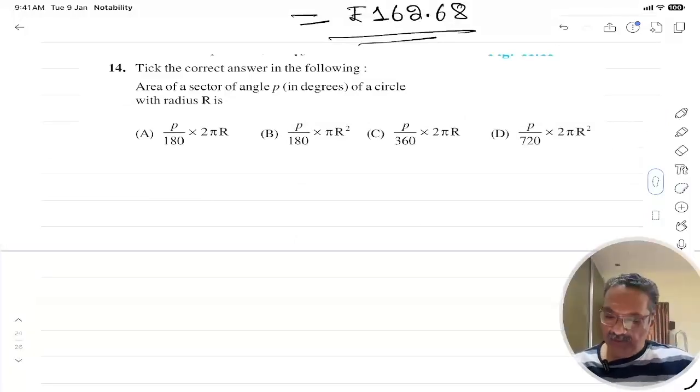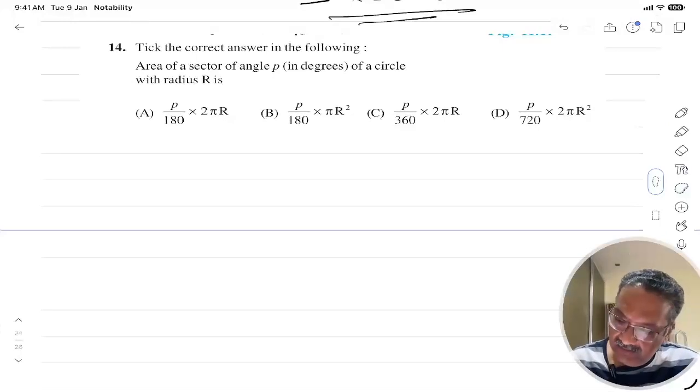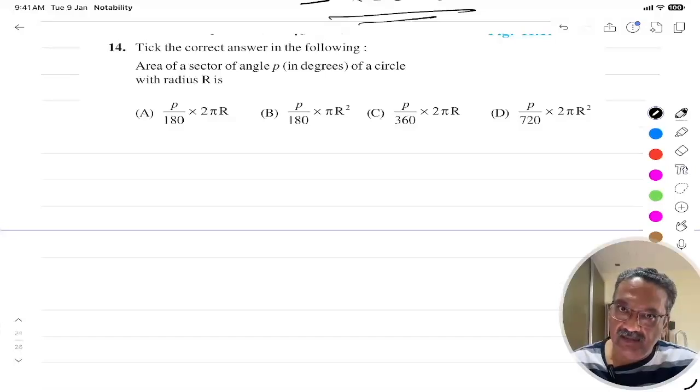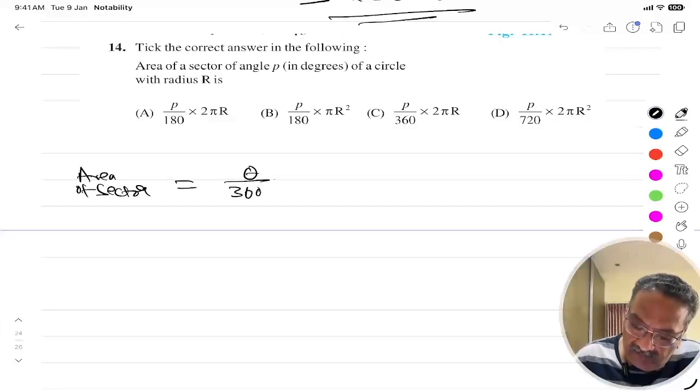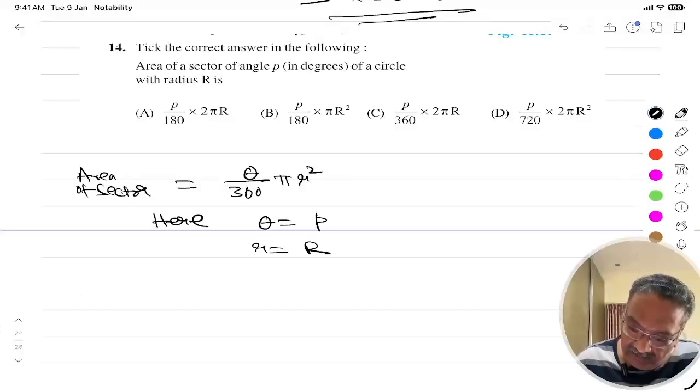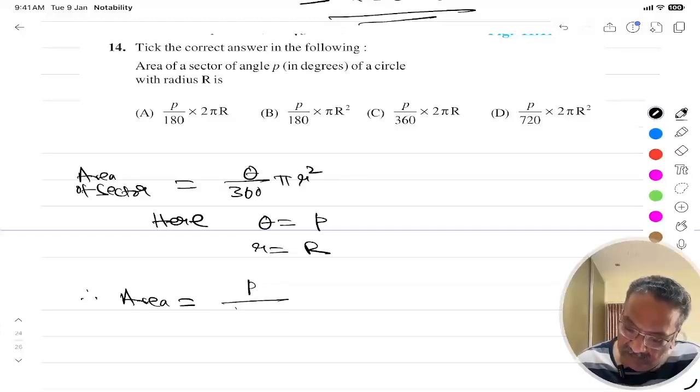Now let's come to the 14th question. It's an MCQ. Tick the correct answer. Area of a sector of angle P in degrees of a circle with radius capital R. Now what's the formula? Area of sector we know as theta by 360 into pi r square. Here theta is P and R is capital R. Therefore the area is P by 360 into pi capital R square.